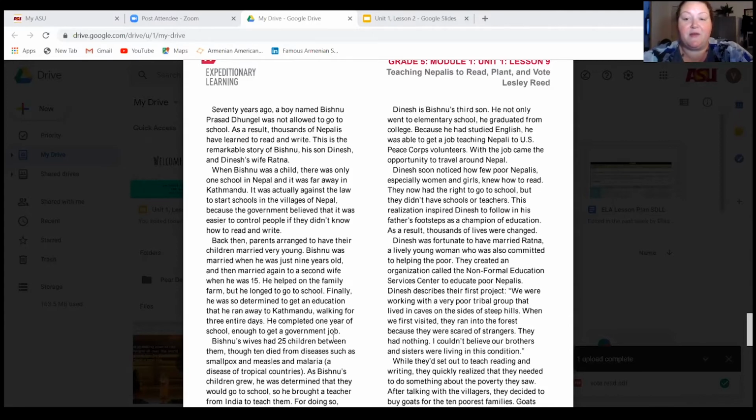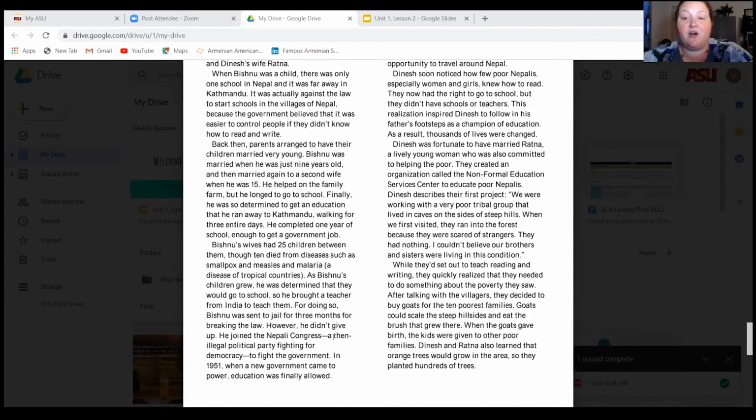Dinesh was fortunate to have Ratna, a lively young woman who was also committed to helping the poor. They created an organization called the Non-Formal Education Service Center to educate poor Nepalis. Dinesh described the first project. "We are working with a very poor tribal group that lived in caves on the side of steep hills. When we first visited, they ran into the forest because they were scared of strangers. They had nothing, and I couldn't believe our brothers and sisters were living in this condition."